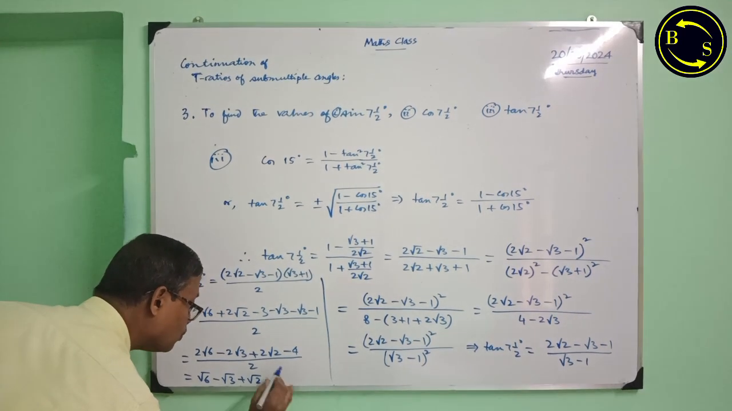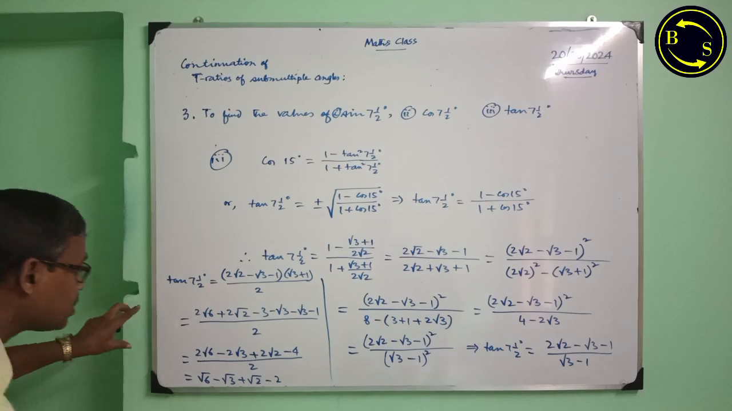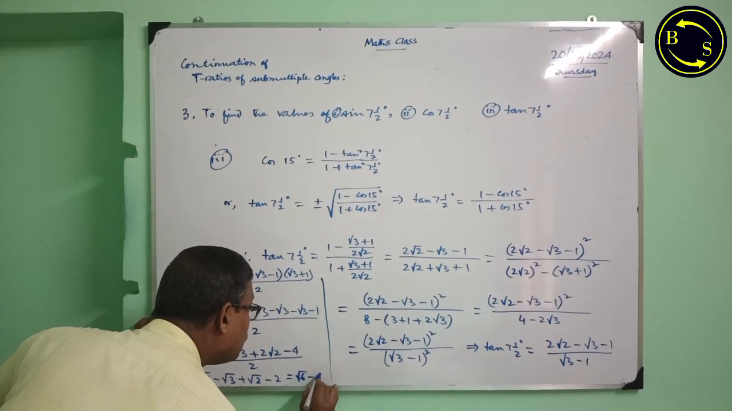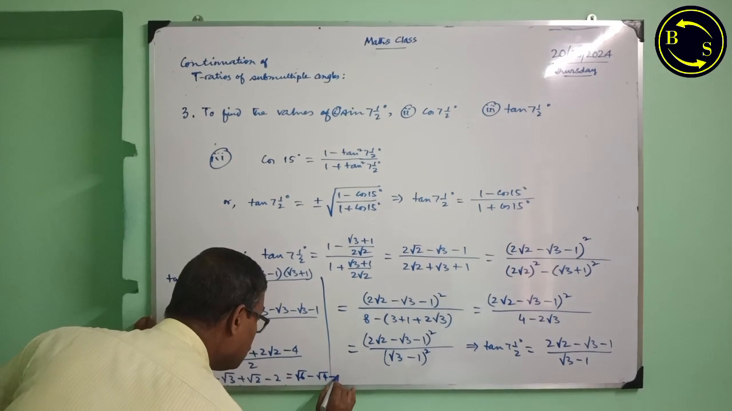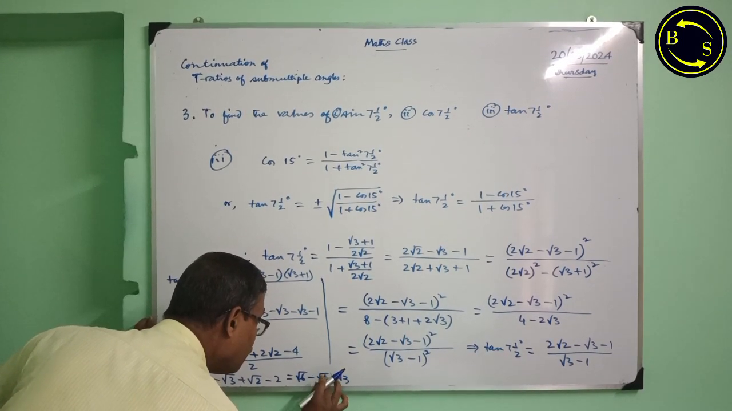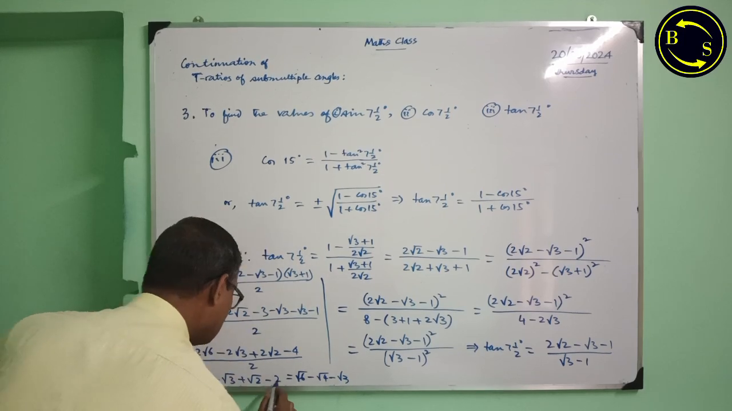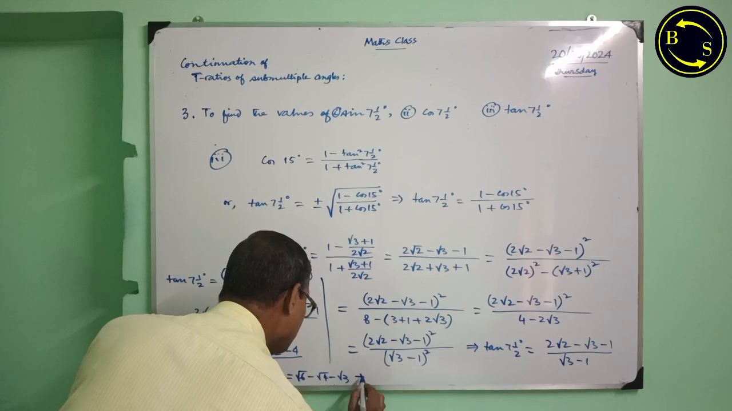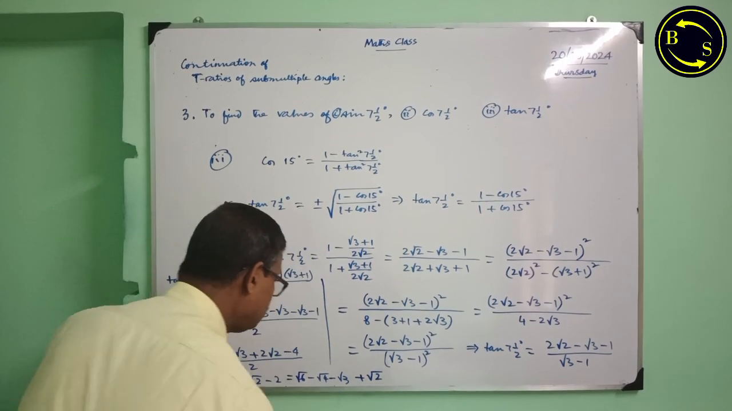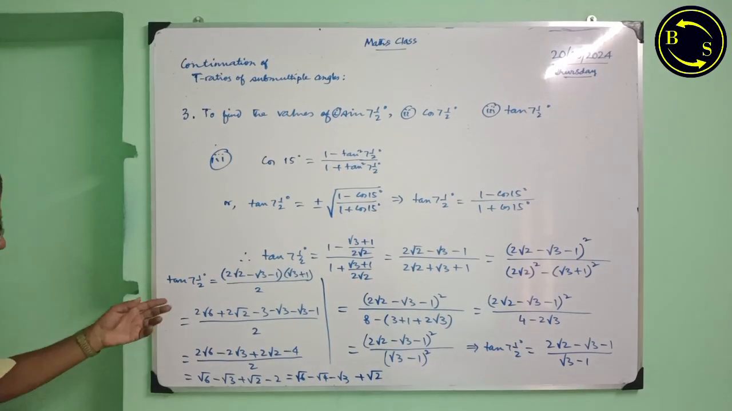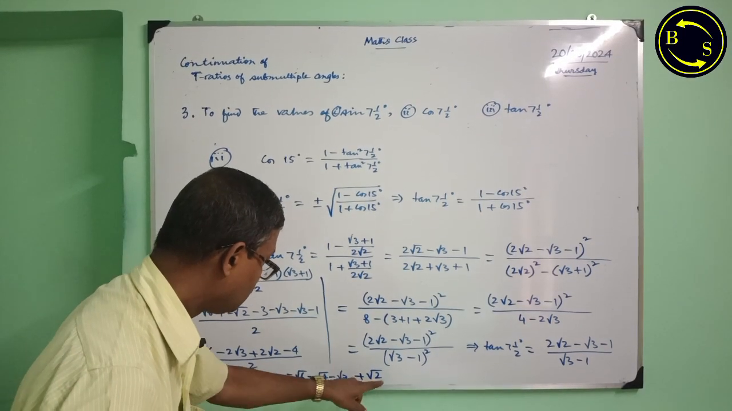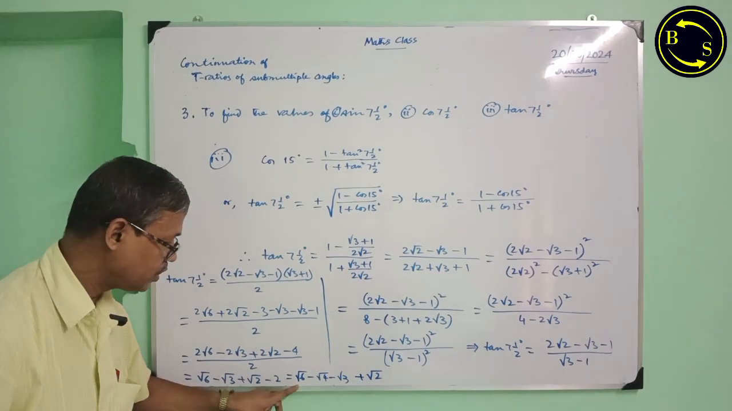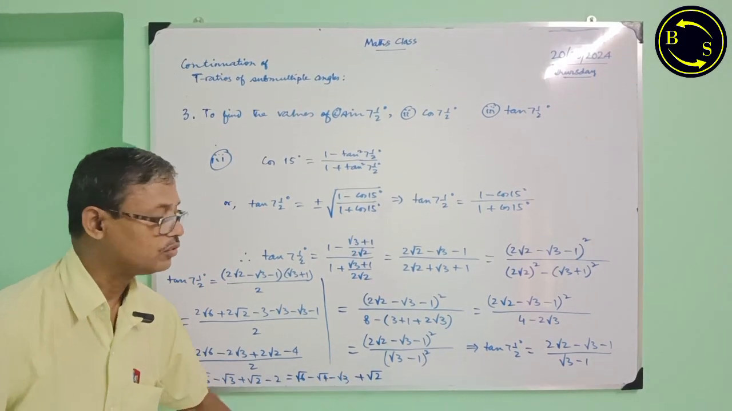We can express this as root 6 minus root 4 minus root 3 plus root 2. This is the good looking result actually of tan 7.5 degree, which is equal to root 6 minus root 4 minus root 3 plus root 2.